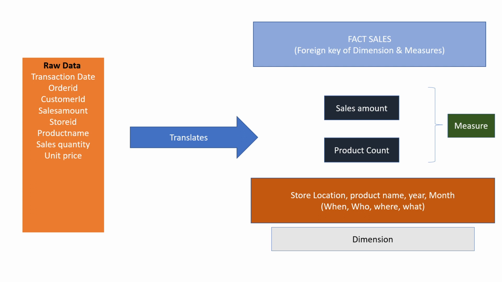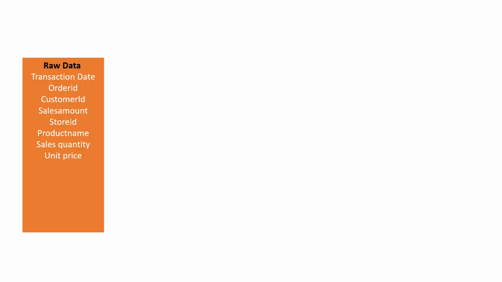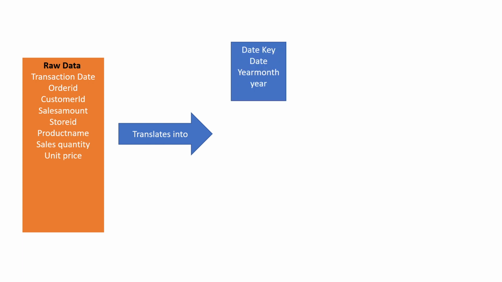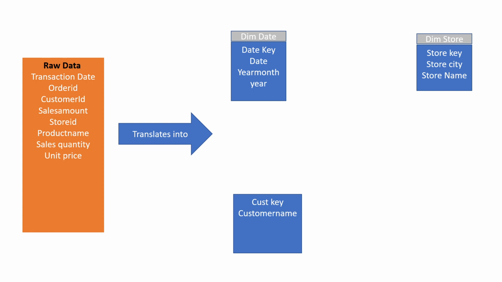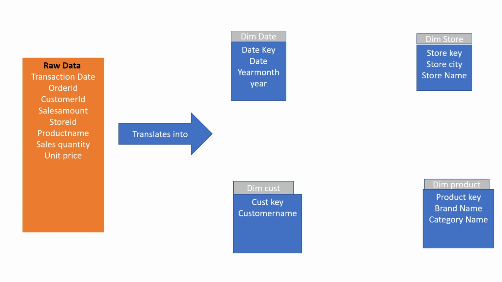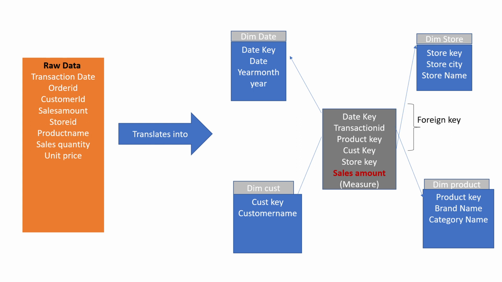Now we must have understood why we use fact tables and why we use dimension tables. So this is the raw data. How are you going to convert this into the star schema? You know the dimensions, right? Date is a dimension, customer is a dimension, store is a dimension, product is a dimension, and all these dimensions with their primary keys will be joined with the fact table. The fact table will have the foreign keys for all these dimensions, which help you to join. Now this star schema will be able to answer your questions.